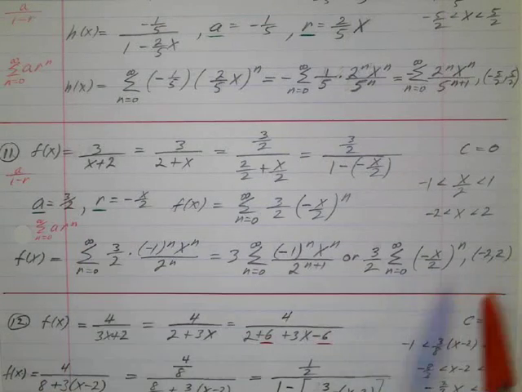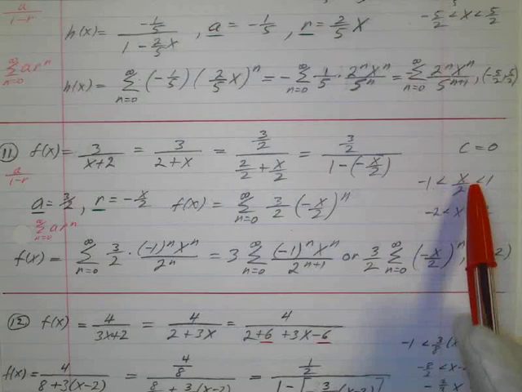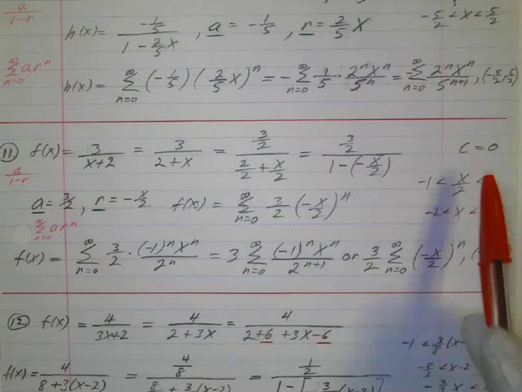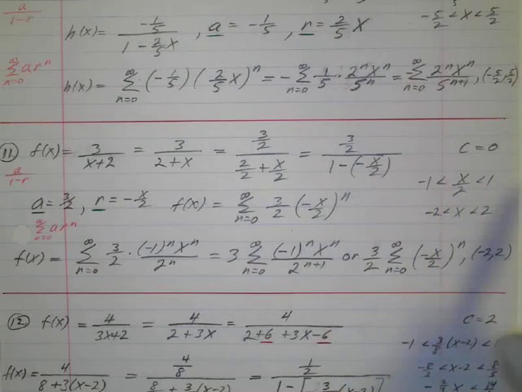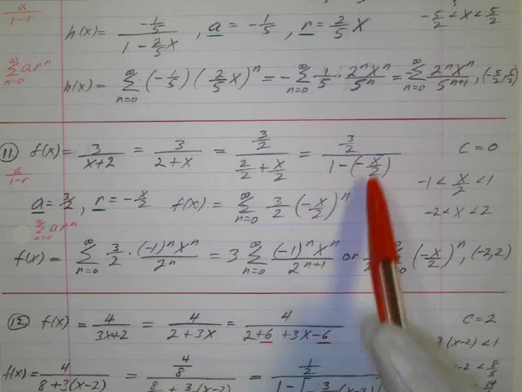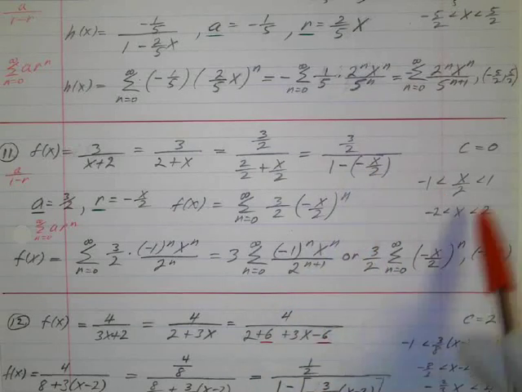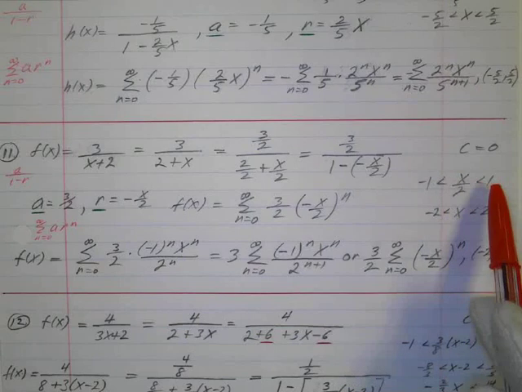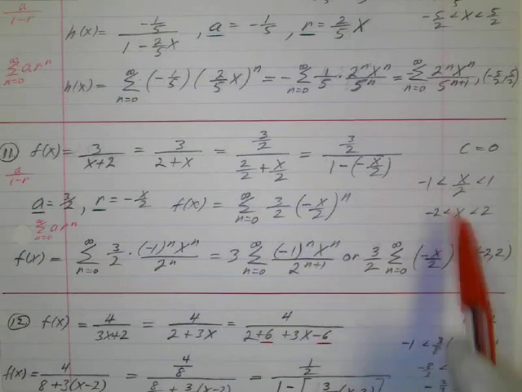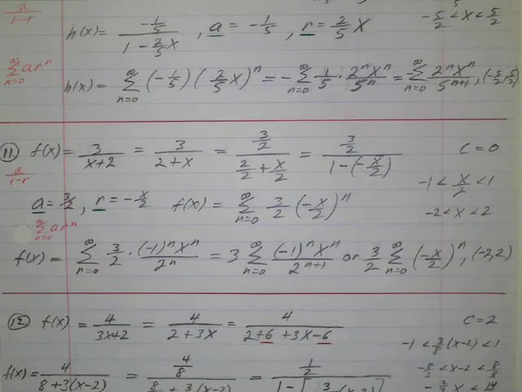Again, we can find the interval of convergence. We know that the absolute value of r will be less than 1. So the absolute value gets rid of the negative sign right away. And so x over 2 would be between 1 and negative 1. So I just multiply by 2, and there's your interval of convergence.